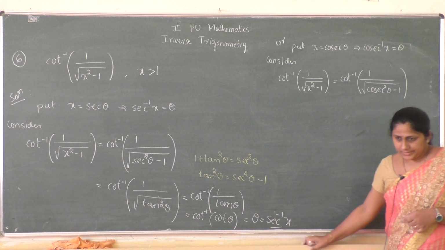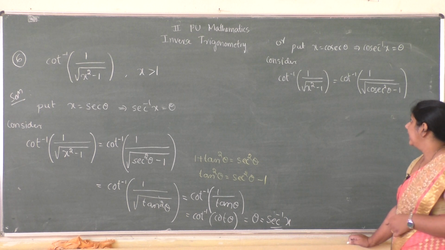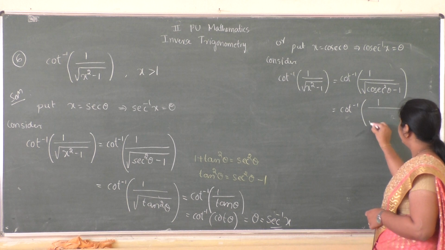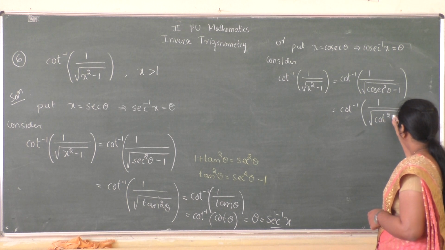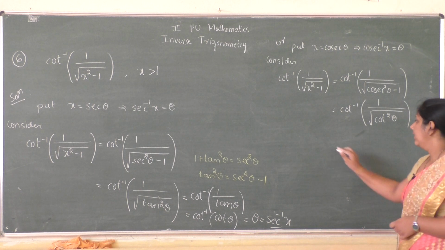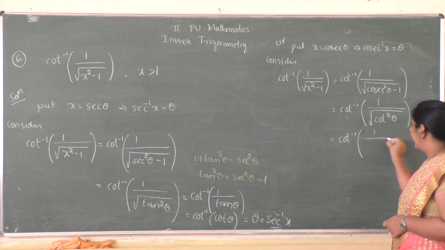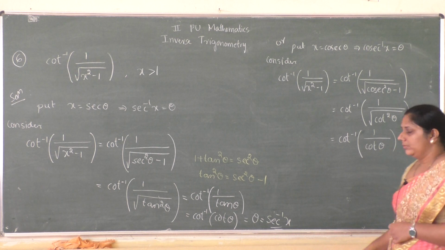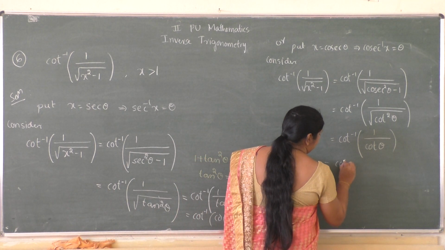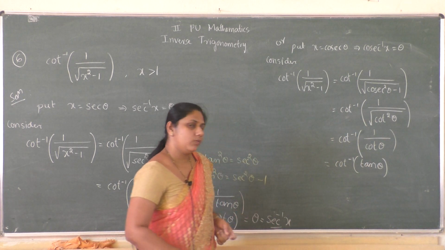Now what is the trigonometric identity we have? 1 plus cot square theta equal to cosec square theta. So cosec square theta minus 1 will be what? It is cot square theta, right? So in the place of cosec square theta minus 1, we can write cot square theta. Now it becomes cot inverse of, again square root and square getting cancelled, cot inverse of 1 by cot theta. What is 1 by cot theta? It is tan theta.